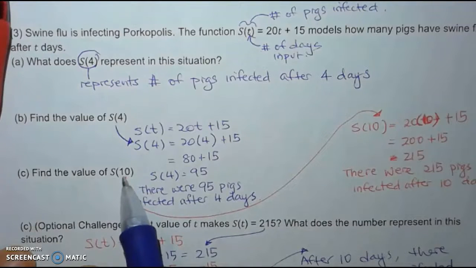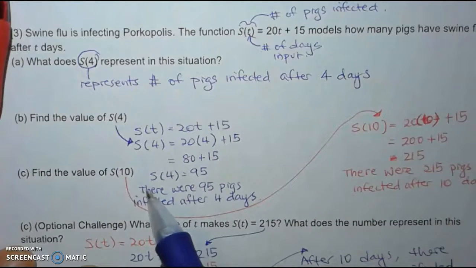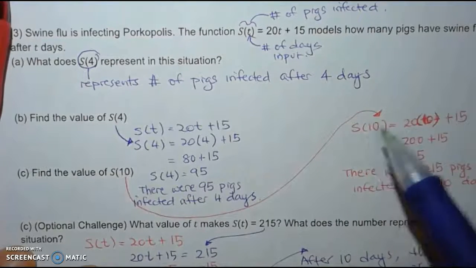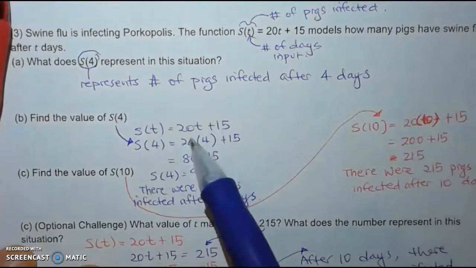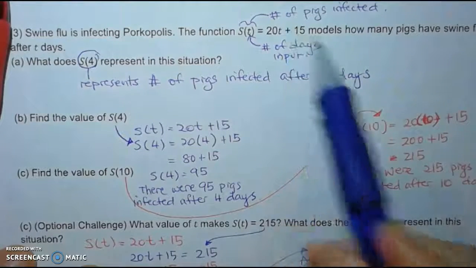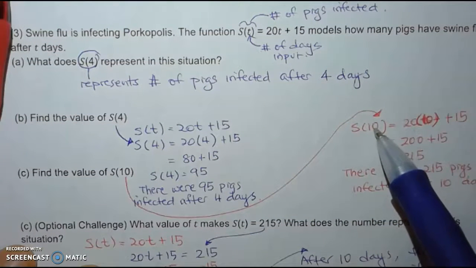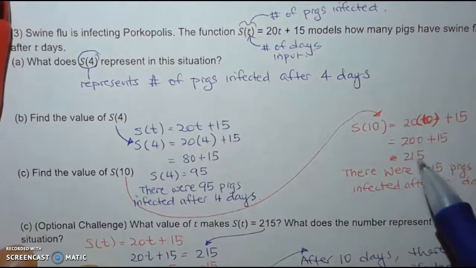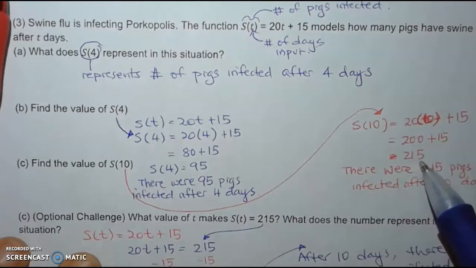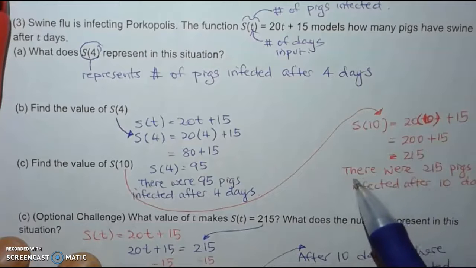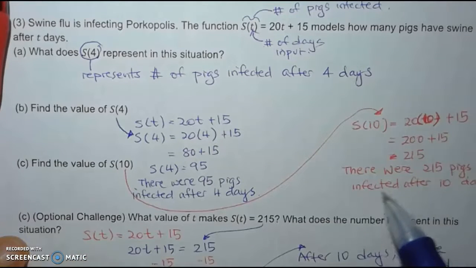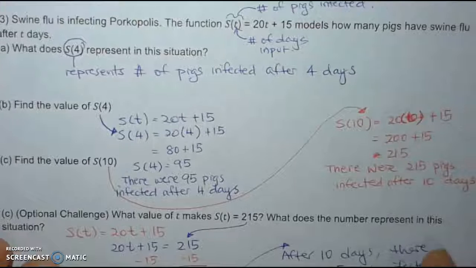For S of 10, instead of 4 days, now we're looking at after 10 days, right? And so again, we are plugging back into the original equation. Wherever I see t, I'm going to put in 10. And this is what you get, and you get 215. And that means that there were 215 pigs infected after 10 days.